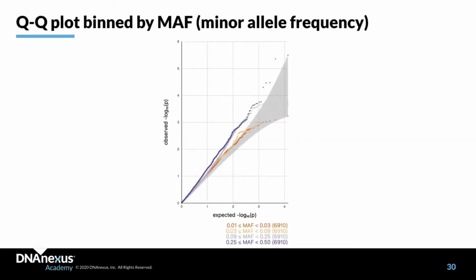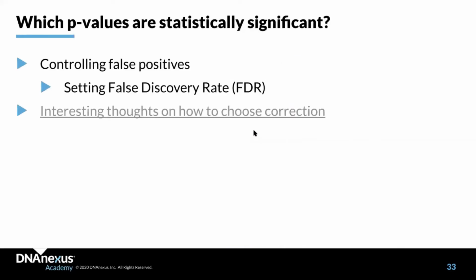Also, what you will see is the QQ plot. When you see 4 different colors here, it means that the p-values are binned by the minor allele frequency. Now, some thoughts about which p-values are statistically significant. Most of the time, what is suggested is controlling false positives by setting a false discovery rate. We have a link here which has a quite nice and easy explanation about which approach to use.